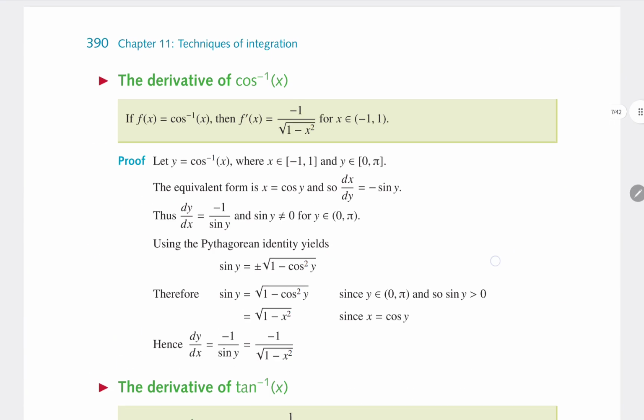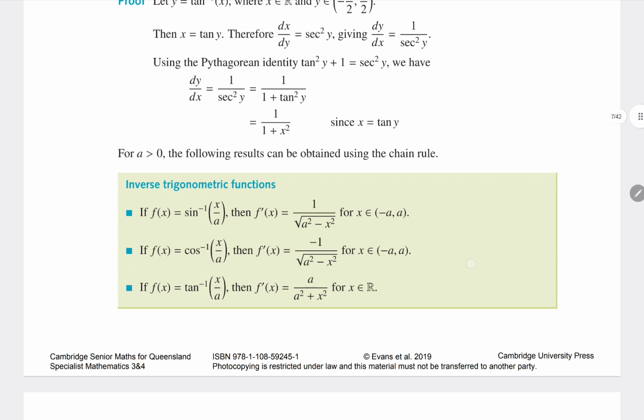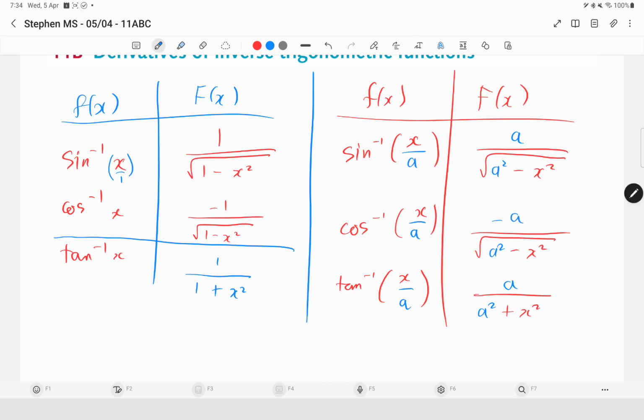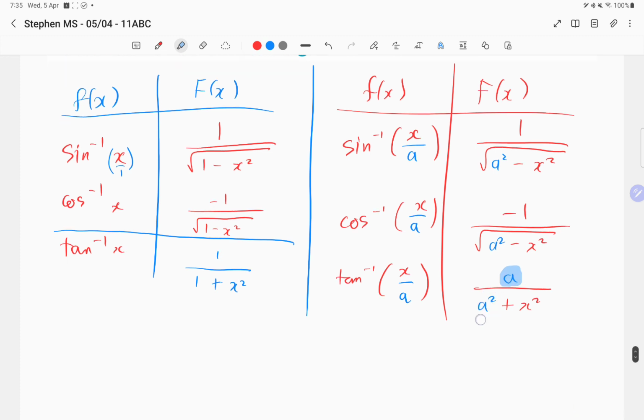So ignore that proof as well. Oh sorry, wrong formula. This one is just 1, my bad. This one is always just 1, that will be minus 1. The only one that has a is the tangent one. So the only one that has a on top is the tangent. But all the other ones will have the 1 turned into the a squared. Okay, I'll keep this version here.